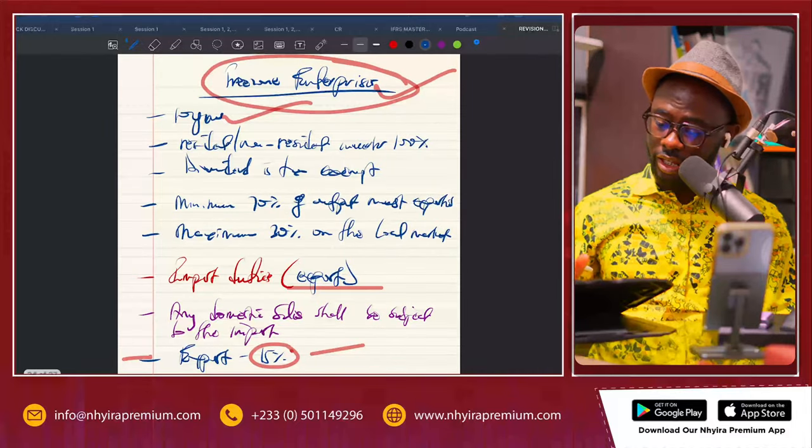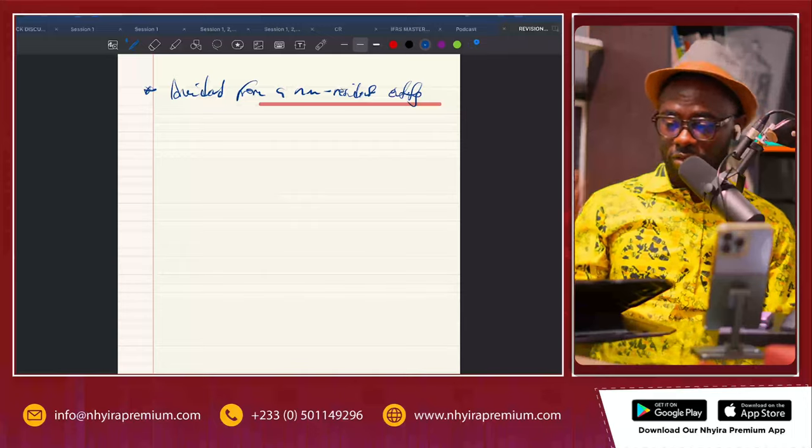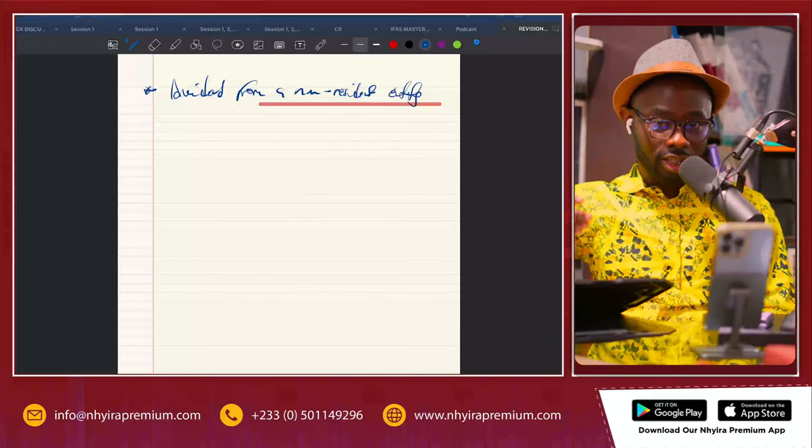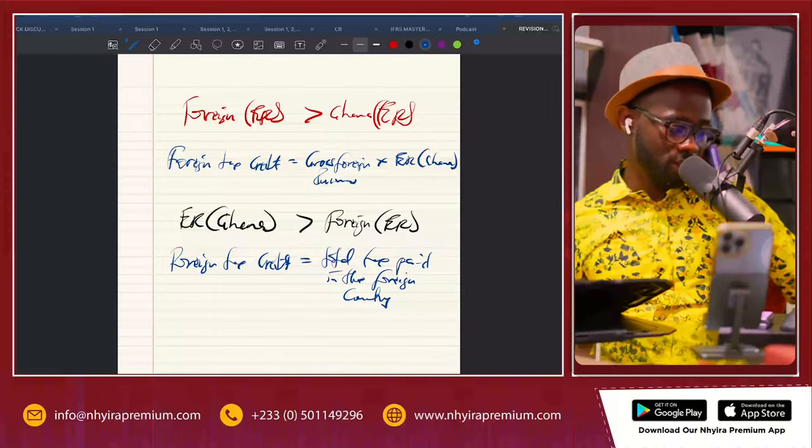What brought me there was that I was talking about dividend from non-residents, and then double taxation came in, so I needed to take you through that as well. Any questions on this?